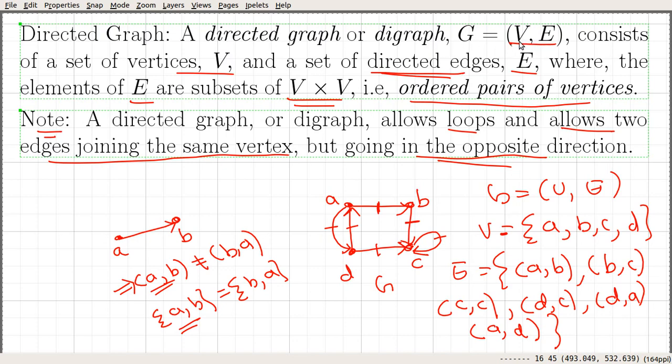It's a tuple where V is the set of vertices and E is a set of edges, and here the thing is that E is a subset of V cross V. It's an ordered pair. Okay, and another important thing is that here we allow loops and allow multiple edges. The thing is that the multiple edges are labeled, and they can go in the opposite direction.